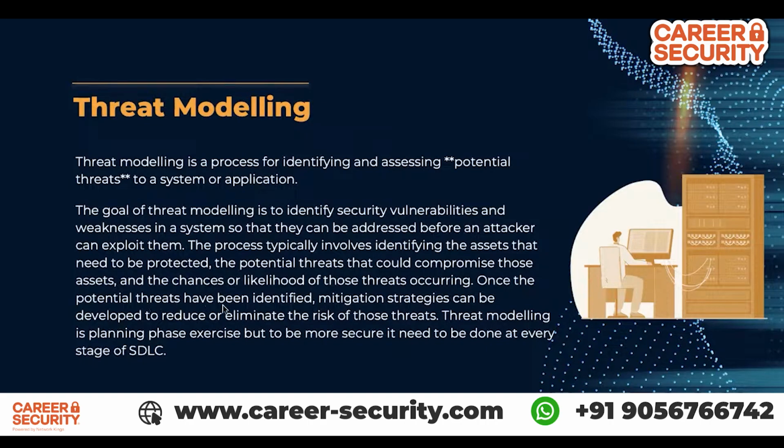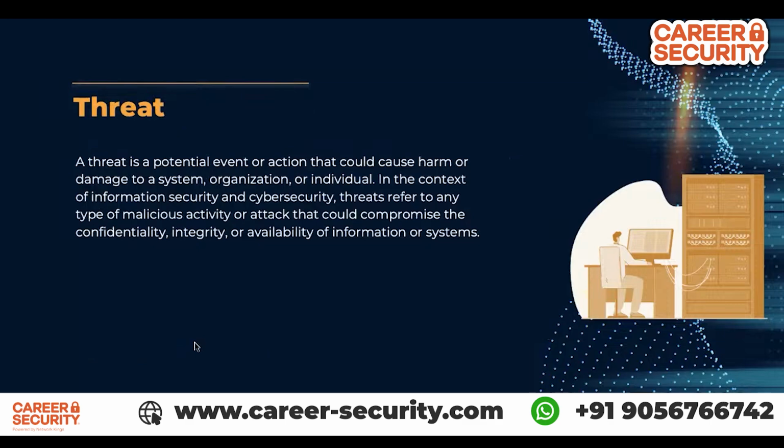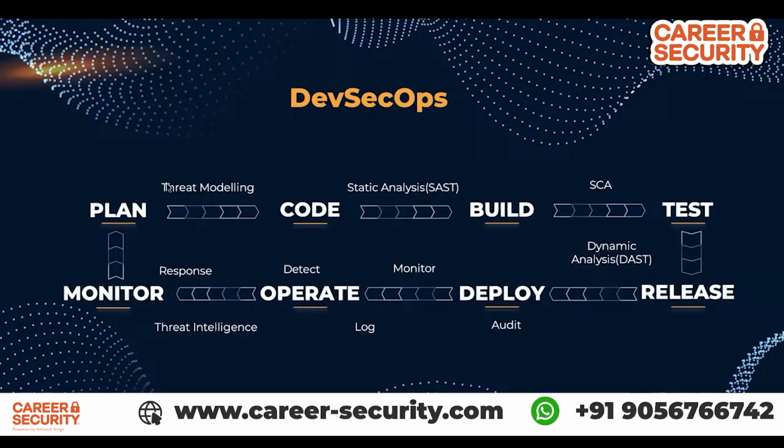Once the potential threats have been identified, mitigation strategies can be developed to reduce the risk from those threats, which I already mentioned, like putting the server into a private network, or keeping the SSH port available to the VPN IP only. So that's how we can remedy those issues. Now, threat modeling is a planning phase exercise, which I already mentioned: threat modeling is actually done in the planning phase.